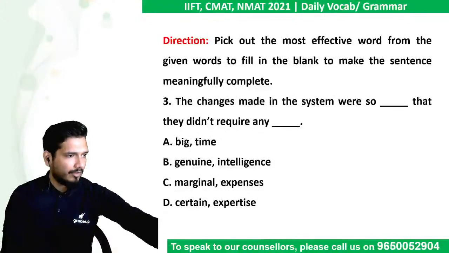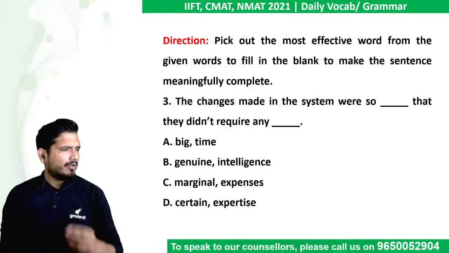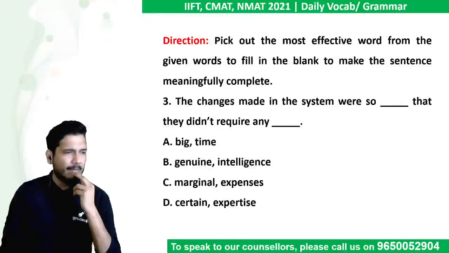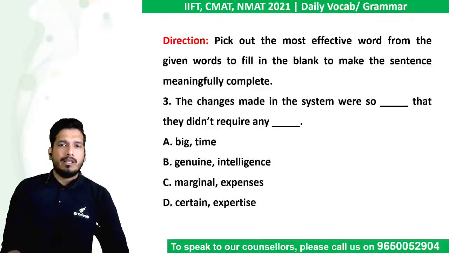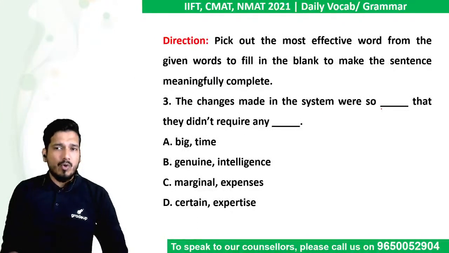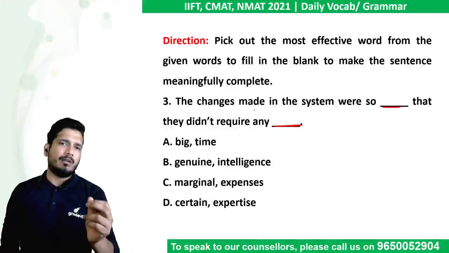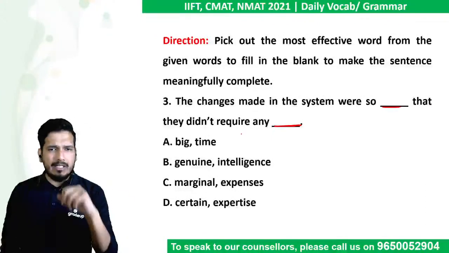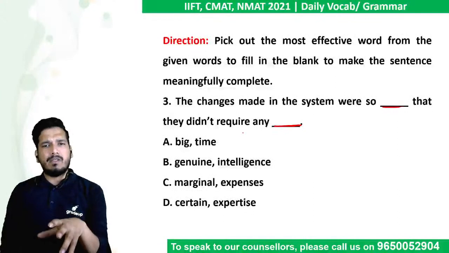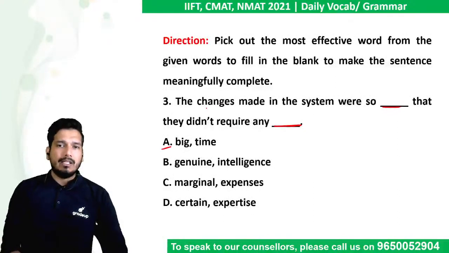All right, okay, so most of you got it wrong. The changes made in the system were so dash that they didn't require any dash. Okay, let's use the hit and trial method. Let's use all the four options and see which option fits in best here. Option A: the changes made in the system were so big that they didn't require any time.